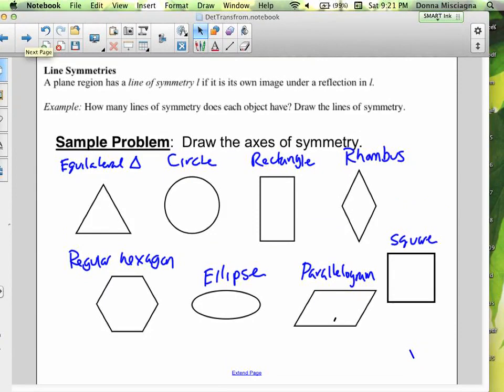Okay, think it in your head. Actually two of these have two lines of reflection. See if you figured out which of them have two lines of reflection. One has three lines of reflection. See if you figure out which one that one is. One of them has 6 lines of reflection. And one has an infinite number of lines of reflection. Do you think you know who's who?